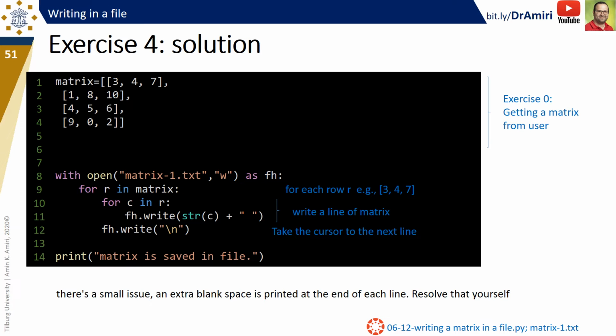And in line 11, you see that I write this element of the list. I first turn them into a string and then add a blank space, and then I will write that in the file. At the end of writing a row, I don't forget to write a backslash n. You see in line 12, I write a backslash n so that the next row is written in the next line.